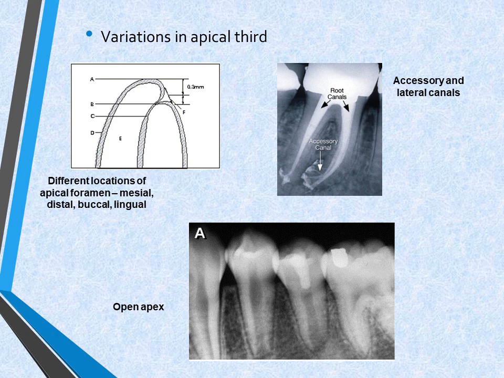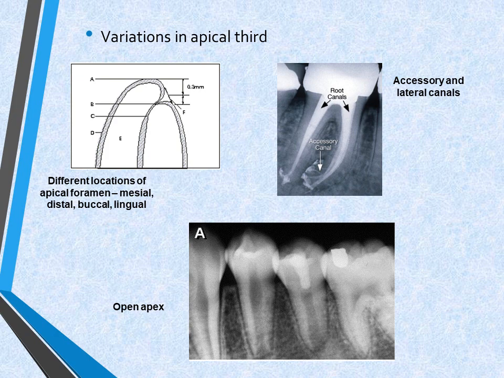Now open apex, it's also known as a blunderbuss canal. So in these cases, doing your obturation is a little more tough. You will actually have to create something known as an apical plug, so that you do not over obturate and the GP does not actually get pushed beyond the apex of the tooth.